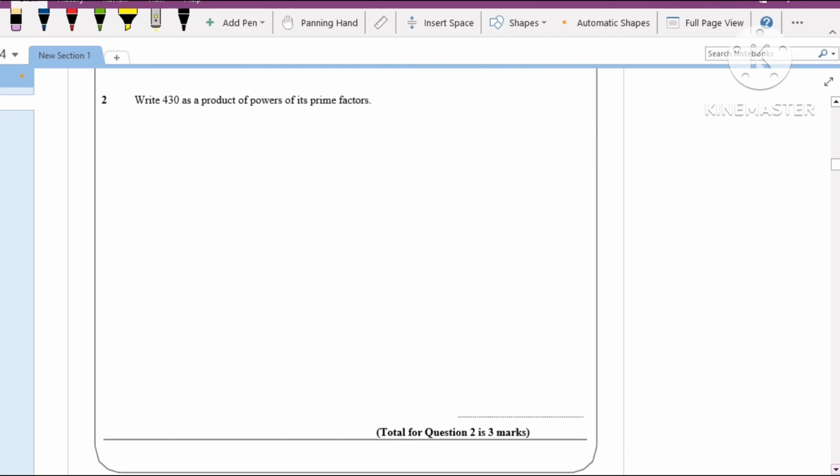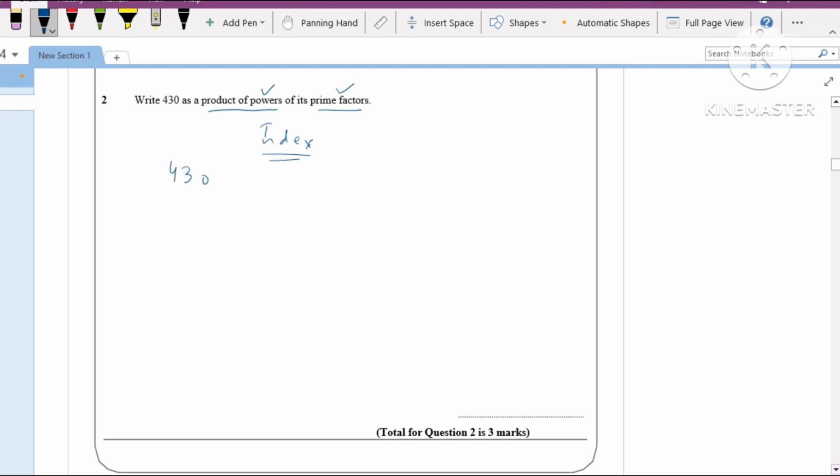This is again from the numbers, and it is writing 430 as a product of powers of its prime factors. So it is very important to read the question carefully: product of powers of its prime factors. So you need the answer in index notation. You have to write the answer in the form of powers of the prime factors. So this is for the prime factor tree.